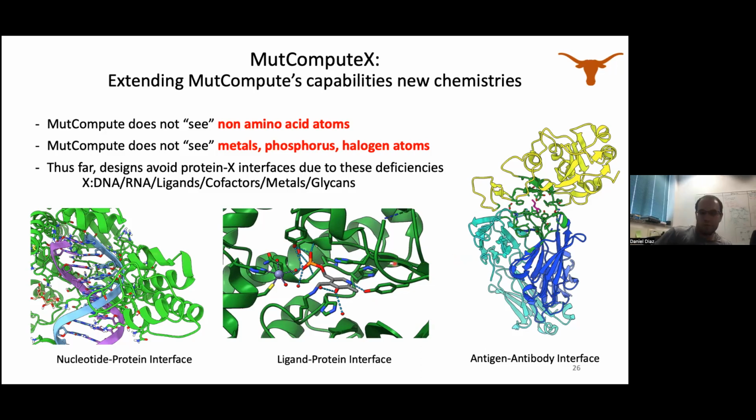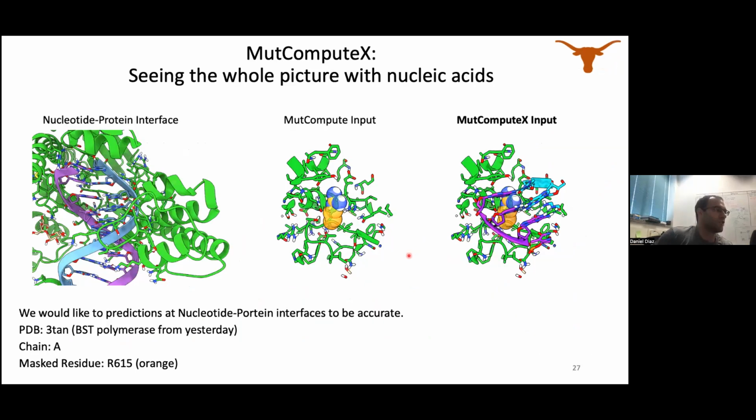So to drive this point home, you can see here for nucleotides, this is what MutCompute was seeing for this arginine. This here, shown as orange spheres, is the masked residue that's been deleted. And this is what the microenvironment would look like on MutCompute. And this is what the masked microenvironment would look like with MutCompute-X.